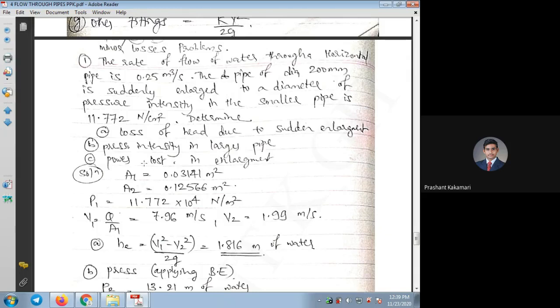Power lost in the enlargement: how much power is lost in the sudden enlargement. So these things should be found out. Now here the diameter, I think by mistake I have not written. So taking this area, you find out the diameter. The problem mentions a pipe of diameter 200 mm suddenly enlarged to an area of 0.12566. So in that you write A2 and tell me D2.